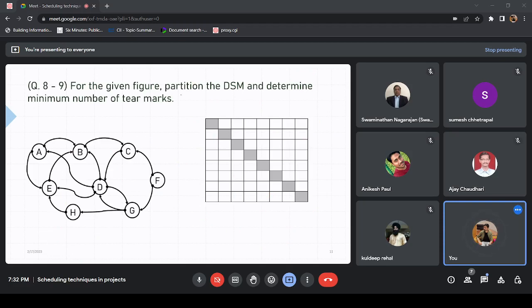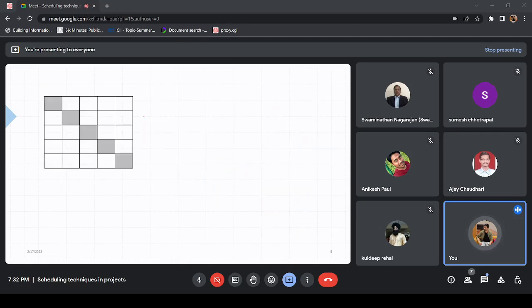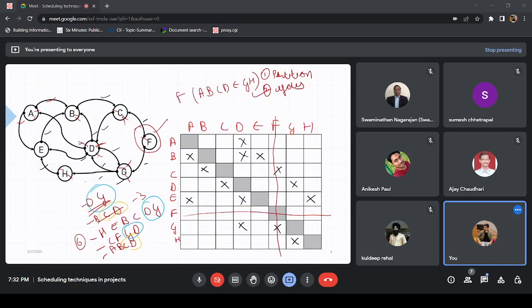You have got F, A, B, C, D, E, G, H. F, A, B, C, D, E, G, H. You start putting the cross marks. Now, let's go back to the cycles we identified.